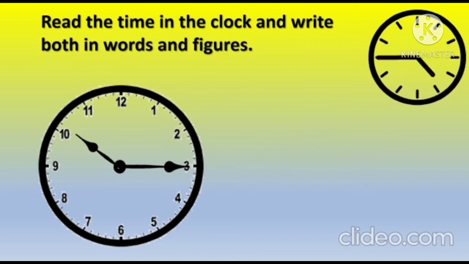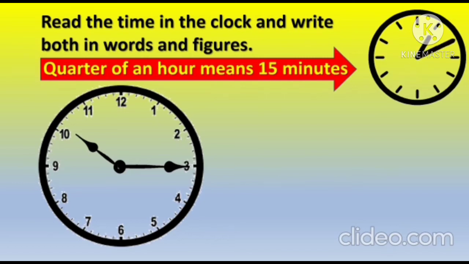Here the minute hand, the long hand is not on 12. It has covered its journey, it has crossed from 12 and it has reached 3. It has covered quarter circle. So the quarter hour is completed. How many minutes is quarter hour? Quarter of an hour means 15 minutes.